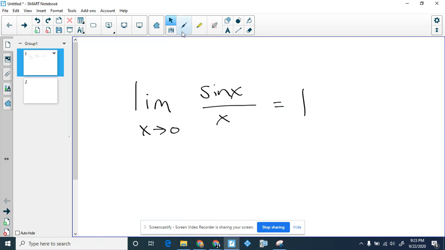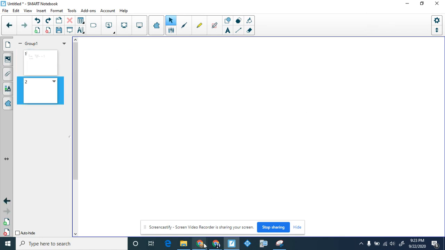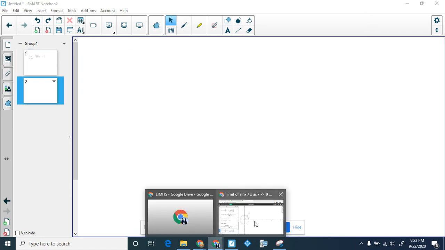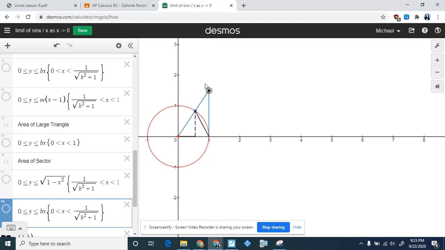If I were to directly substitute here, I'd get sine of 0 over 0, and we all know that 0 over 0 in limit world is an indeterminate form. So what could we do here? It turns out that the squeeze theorem is something we want to try. However, we have to get there first.